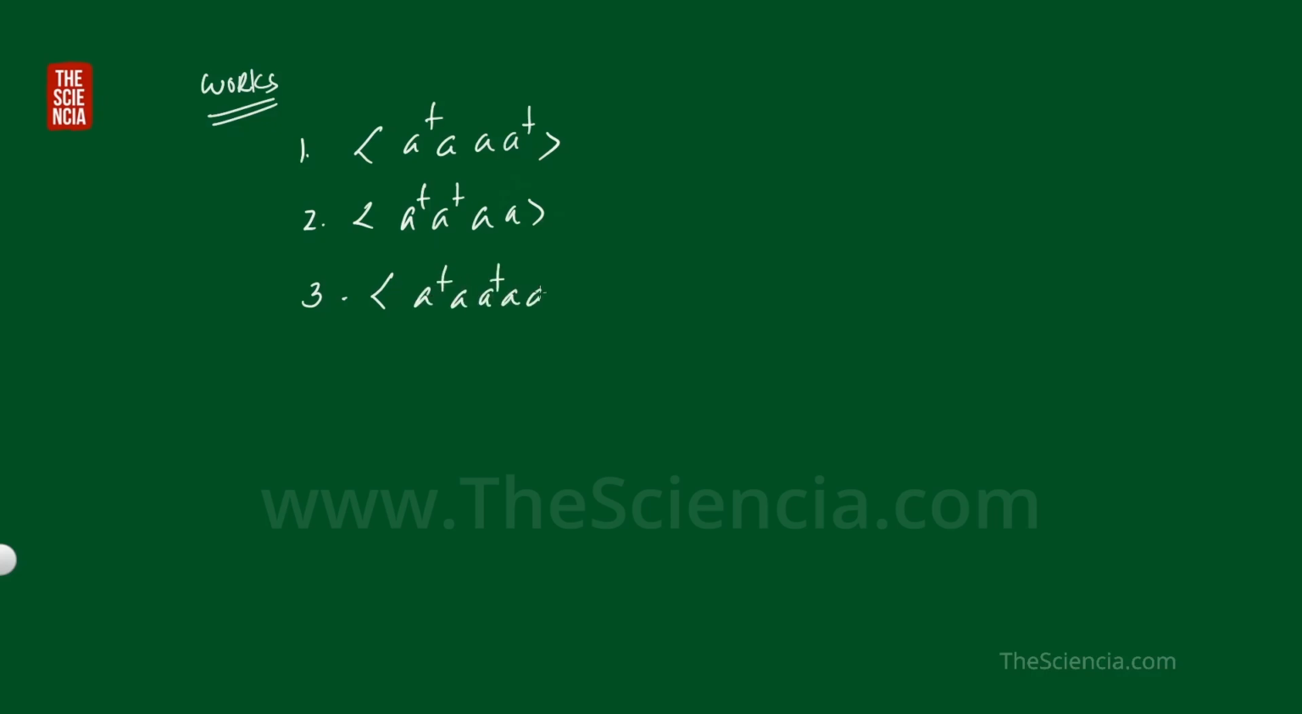Now some work for you. Find the expectation value of a dagger a dagger. Find the expectation value of a dagger a, and find the expectation value of a dagger a dagger a a dagger. Okay, this is work for you.